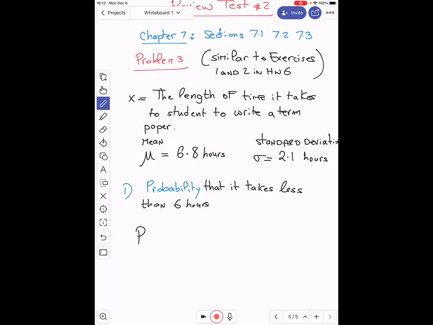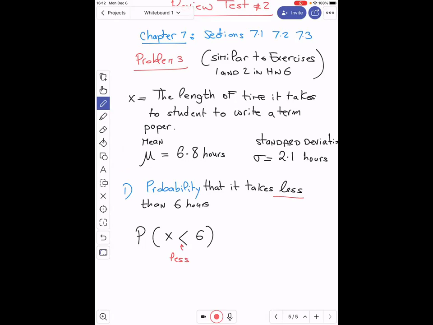So you need your variable X, the length of time it takes for a student to write a term paper, to be less than 6 hours. So that would be the probability that X is less than 6 hours. This symbol here means less than.